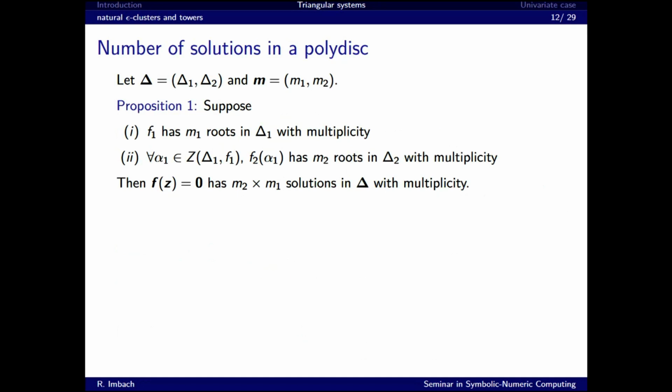All right, so what we need is a way of counting the number of solutions in a polydisc. So here the polydisc is delta 1, delta 2. To do so, suppose that the polydisc is such that delta 1 contains m1 roots with multiplicity of f1, and then for each root of f1 in delta 1, f2 specialized in alpha 1 has exactly m2 roots in delta 2 counted with multiplicity. Then, under that condition, we can deduce that there are m2 times m1 solutions in delta counted with multiplicity.